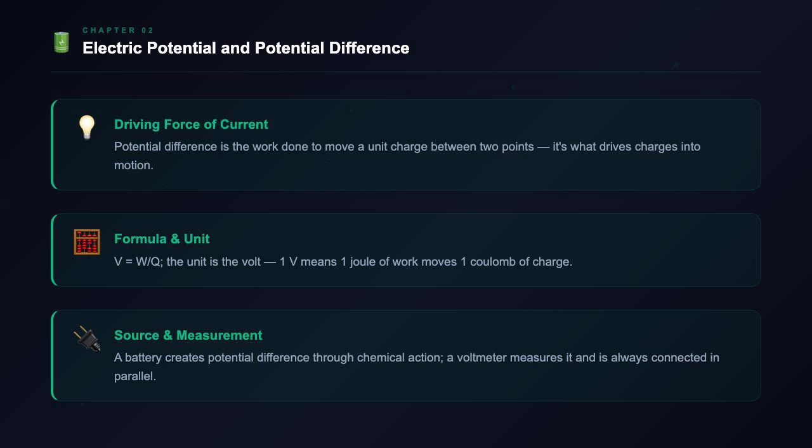1 volt is the potential difference when 1 joule of work moves 1 coulomb of charge. A voltmeter measures potential difference and is connected in parallel. The source of potential difference is often a battery or cell. It generates potential difference through chemical action and maintains current by expending stored chemical energy.